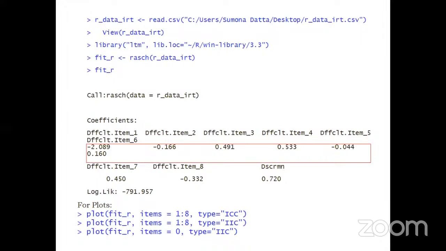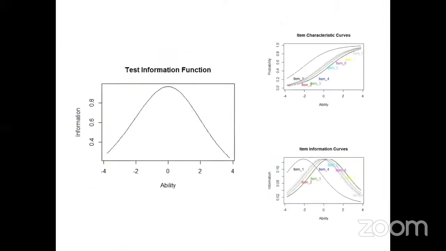Fitting this IRT model on a dichotomous data set, you get this type of output where you see that the difficulty levels are given. Since it's a Rasch model that we are fitting, you get the difficulty levels or the location parameter of each of these items. There are 8 items, and the discrimination is taken to be constant for all these items. So it is 0.720. That's a constant value taken together for all the 8 items.